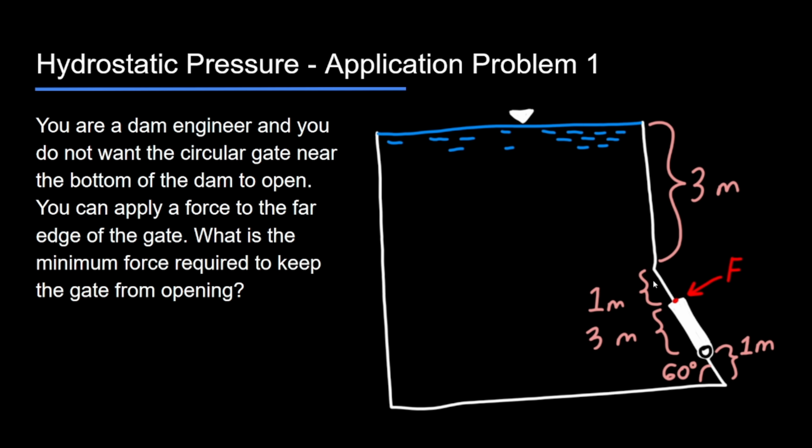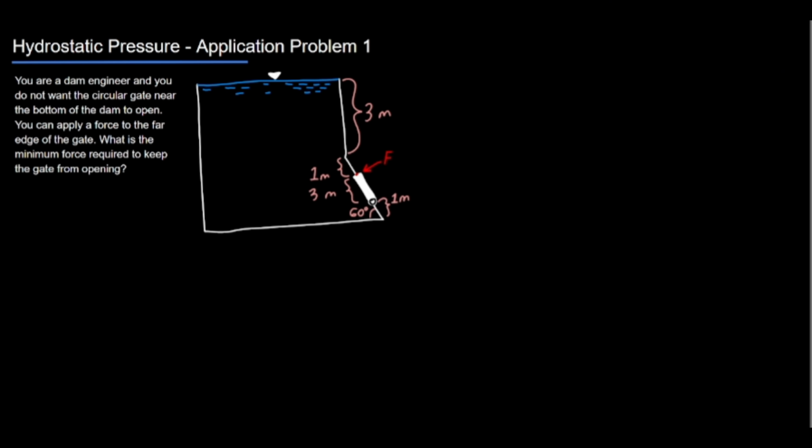Here you'll see we have an angled gate. That will be very important. And let's get into it. You are a dam engineer, and you do not want the circular gate near the bottom of the dam to open. You can apply a force to the far edge of the gate. What is the minimum force required to keep the gate from opening?